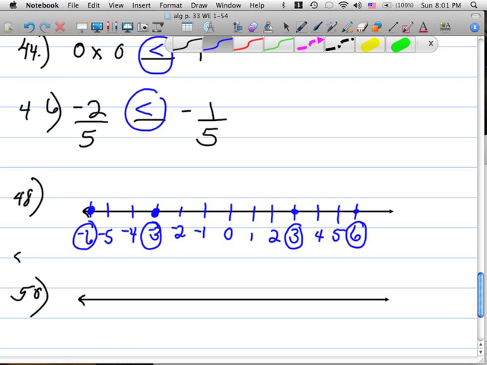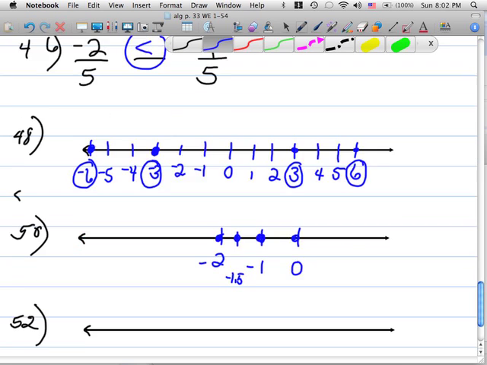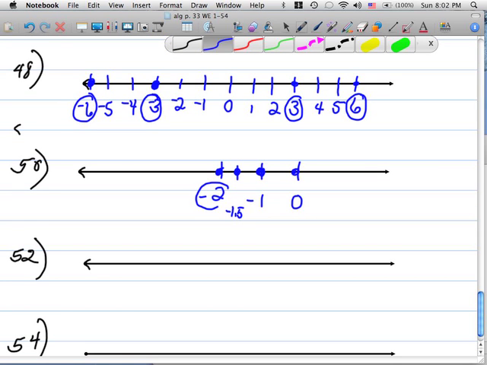Number 50. The smallest number there is negative 2, and the largest is 0. So we need to have 0, 1, 2. And the first number is negative 1, a negative 2. Negative 1.5 is halfway between, and 0. And that's all the numbers, and we actually have them in order from the least to the greatest. There's a negative 2, negative 1.5, negative 1, and 0.